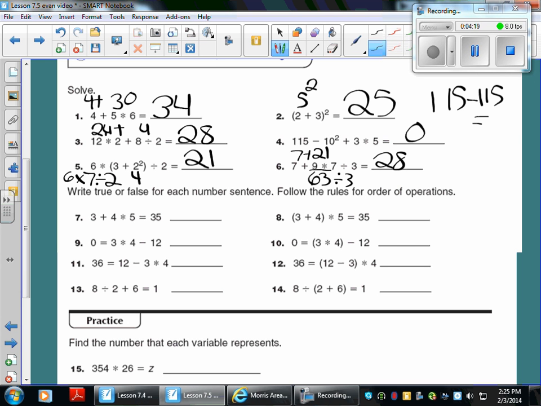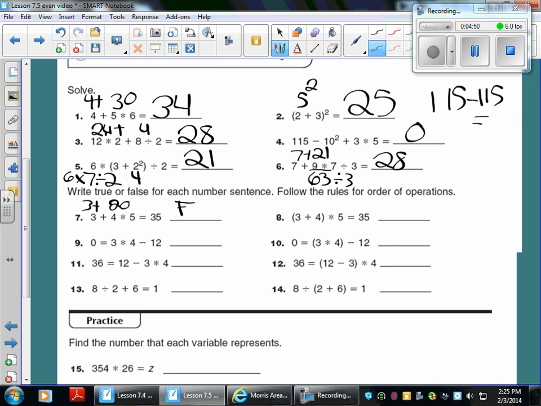On the bottom, the directions are write true or false for each number sentence. Follow the rules for order of operations. So we're solving these problems and determining if what they have written down is true or false. 3 plus 4 times 5. I have to do multiplication first because of my order of operations. 4 times 5 is 20. 3 plus 20 is 23. They have 35. So in this case, I have false. I'll put F for false.